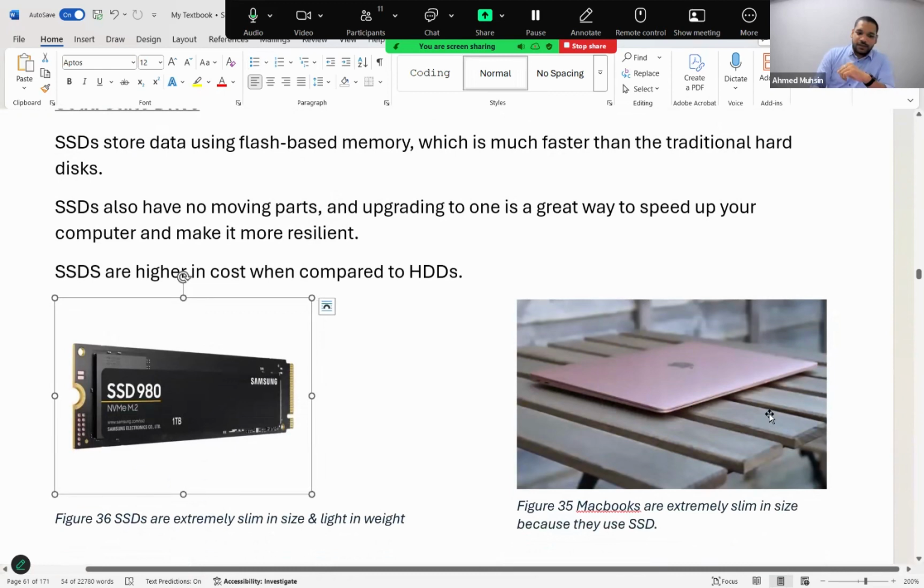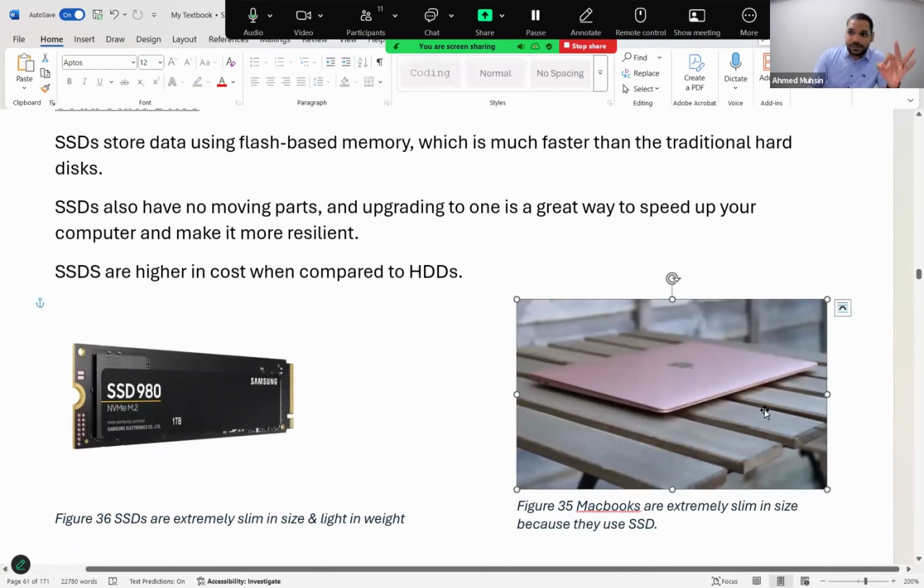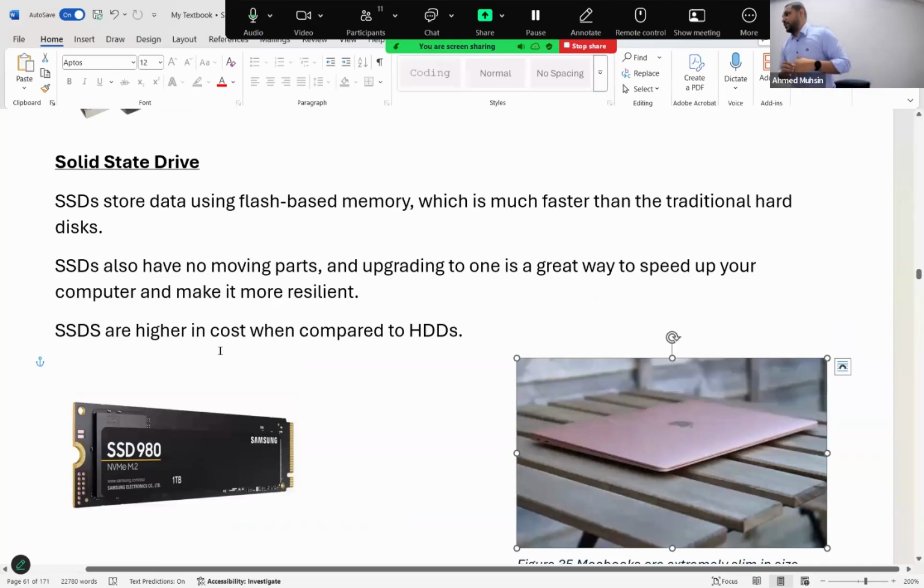Look here. This is why the MacBook is so slim, because it's using a solid state drive. They don't use hard disks, okay? Because hard disks are extremely bulky. Guys, can you all read SSDs? Everybody, have a look at SSDs below.